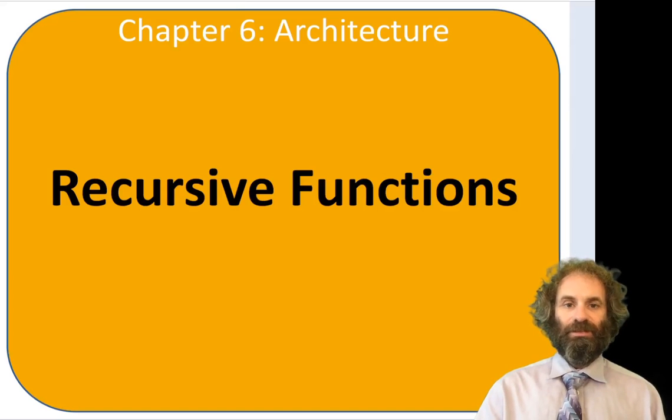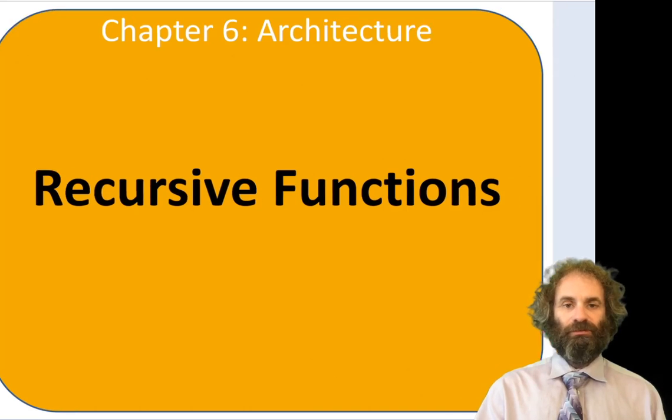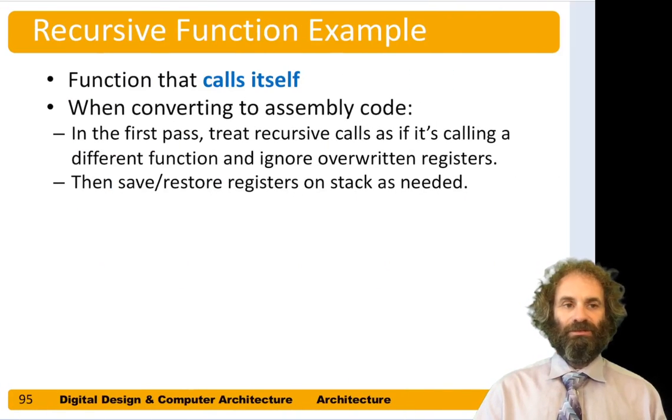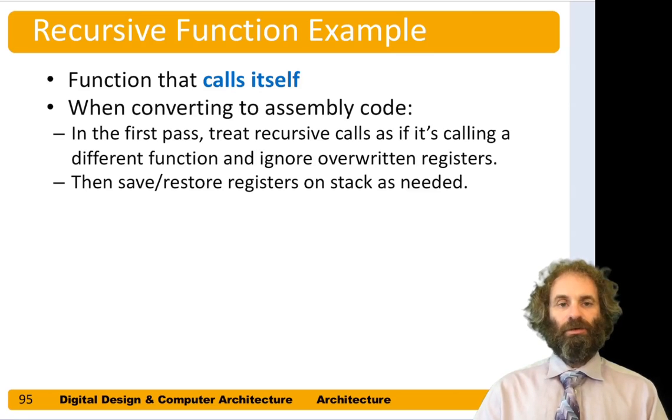Hello! In this video we'll look at recursive function calls, that is, functions that call themselves. To handle saving and storing registers, a recursive function call needs to pay close attention to what it needs to save. So again, a recursive function call is a function that calls itself, and when I'm converting it to assembly language code, I like to do a first pass where I just treat it as if it's calling a different function and ignore the overwritten registers, and then go back and think about how to save and restore the registers on the stack as needed.